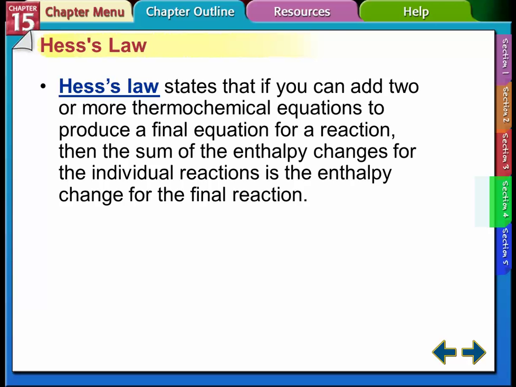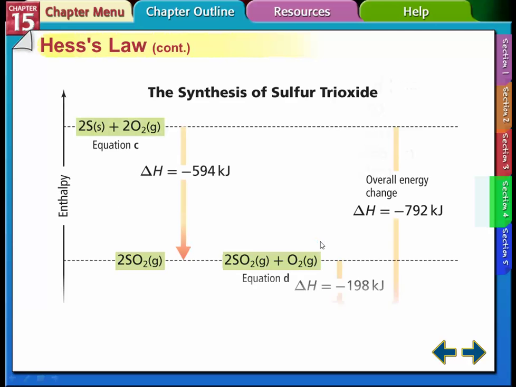So if we have a two-step chemical process, that's mostly what we use this for. We have one chemical reaction that produces something, then we use that product to combine with something else to produce another product. The sum of those enthalpy changes for the individual reactions is the enthalpy change for the final reaction, where we started off and where we ended up.